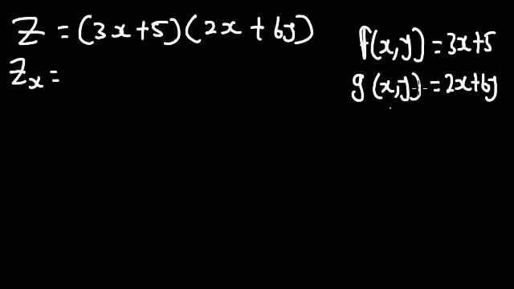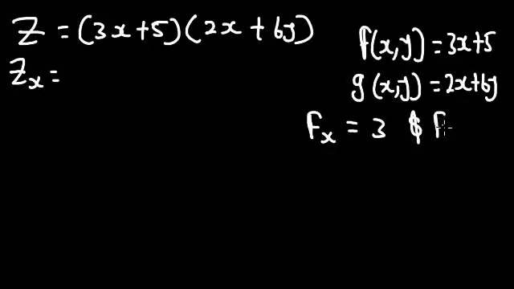And having done that, then try finding f sub x. Likewise, f sub y. F sub x is simply equal to 3. When you differentiate this function partially with respect to x, then you have 3. 5 is a constant, and when we differentiate it, we have 0. When you differentiate 3x with respect to x, you have 3. Also, when you differentiate f partially with respect to y, you would have 0. There's no y term in this whole function.